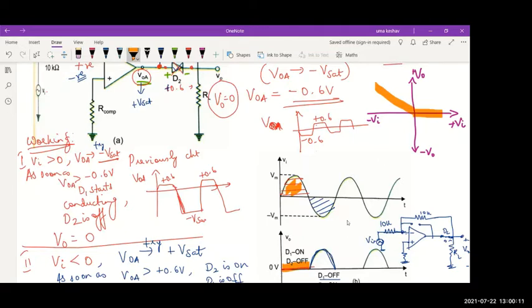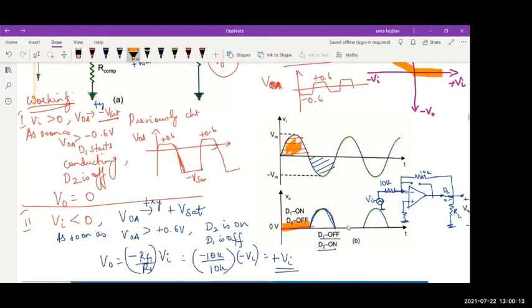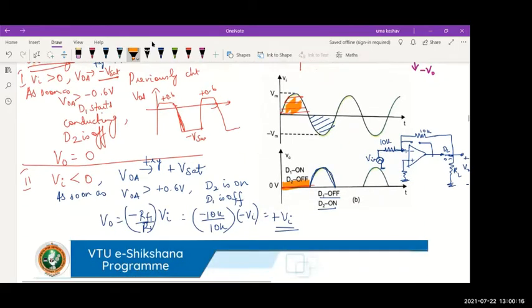Whereas, if I interchange the diodes, what would happen? You can easily guess. If you have this diode in this direction and this diode also in the opposite direction, and as usual you have a 10k resistor here, a 10k here, and the input signal given here, the non-inverting terminal can be grounded through a compensation resistor, right? You can have a load resistor here. What happens in this case?